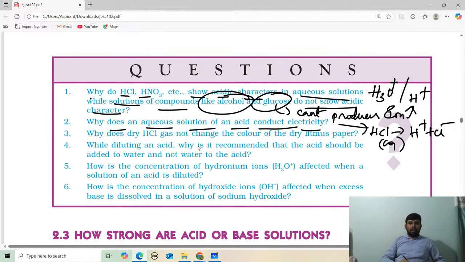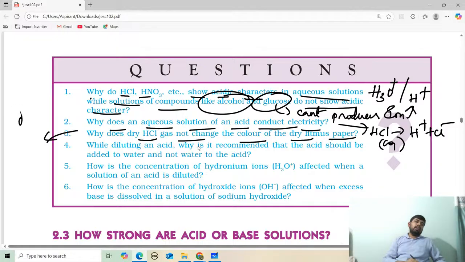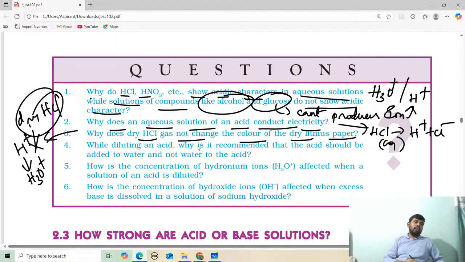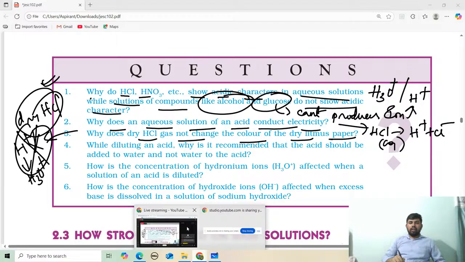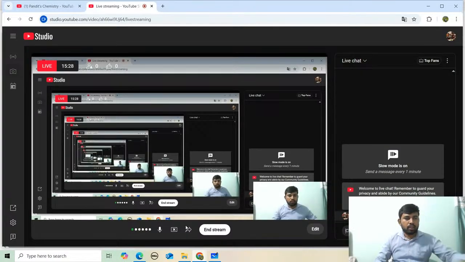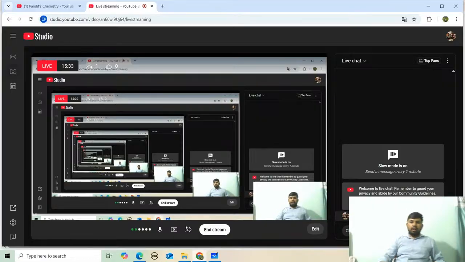Now, why does dry HCl not change the color of dry litmus paper? The answer is that in dry HCl, H+ ions are not present. H+ ions, or H3O+ ions, are responsible, and in dry HCl these ions will not be there. That's why dry HCl can't exhibit acidic property. Try to understand: acidic property is due to H+ ions or H3O+ ions.